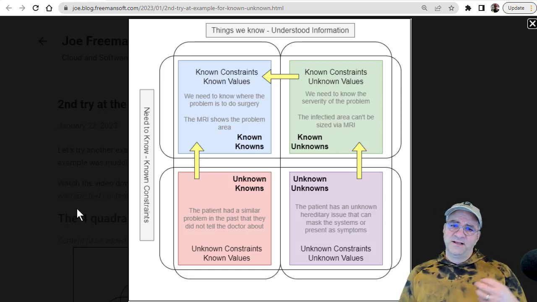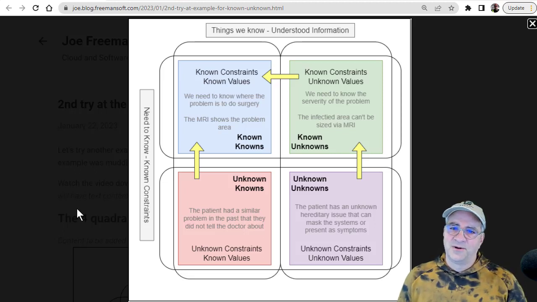So in this case, or this person had a similar problem in the past, and it required a certain kind of treatment or may have muddled their insides or something, and they didn't tell the doctor about it, right? So that's an unknown known. The doctor doesn't know that there is a constraint or an issue, but the patient did, and they didn't surface it, right? And so to me, that's the one that always gets us, the unknown knowns. It's something that is known somewhere but not gathered, or maybe not even asked.